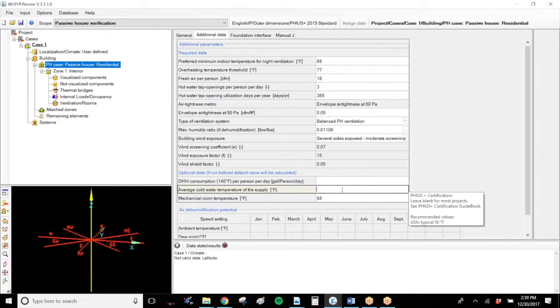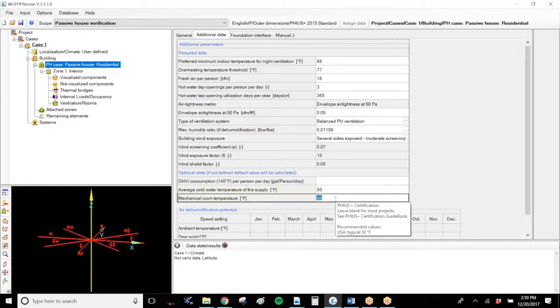The average cold water temperature of the supply, moving below, this is defined for how cold the hot water supply is coming in, which determines how much energy I need to put into the water to bring it up to the use temperature, which in this case is 140 degrees. If I leave this cell blank, then it will use my average annual ground temperature, so I'd recommend doing that, or you can use the default value of 50 degrees.